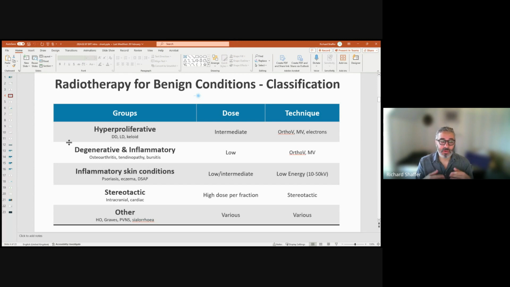And then there's this sort of whole other bucket of conditions which are not the same as each other, but that includes heterotopic ossification, so new bone growth outside of a joint, Graves orbitopathy, PVNS, which is pigmented villonodular synovitis, which is overgrowth of the synovium, and sialorrhea, which is too much salivation, particularly in patients with Parkinsonism. And of course, these require different doses and different techniques according to what the particular conditions are.